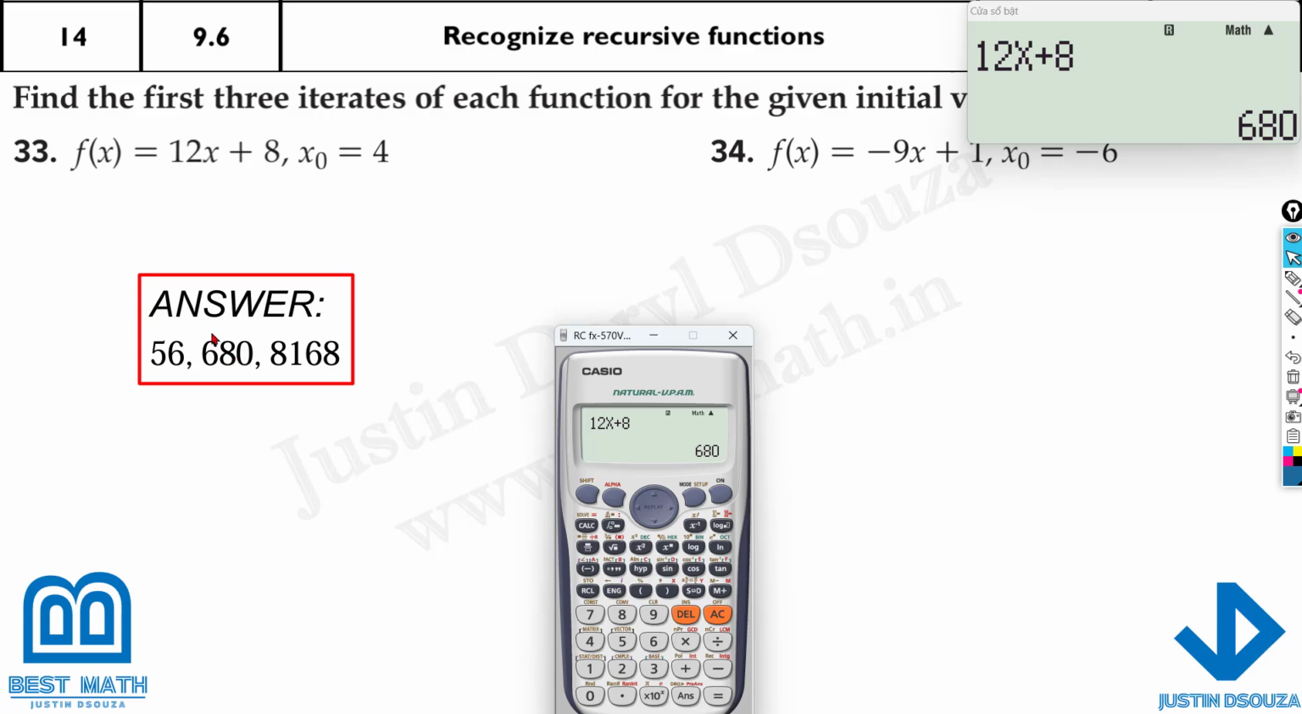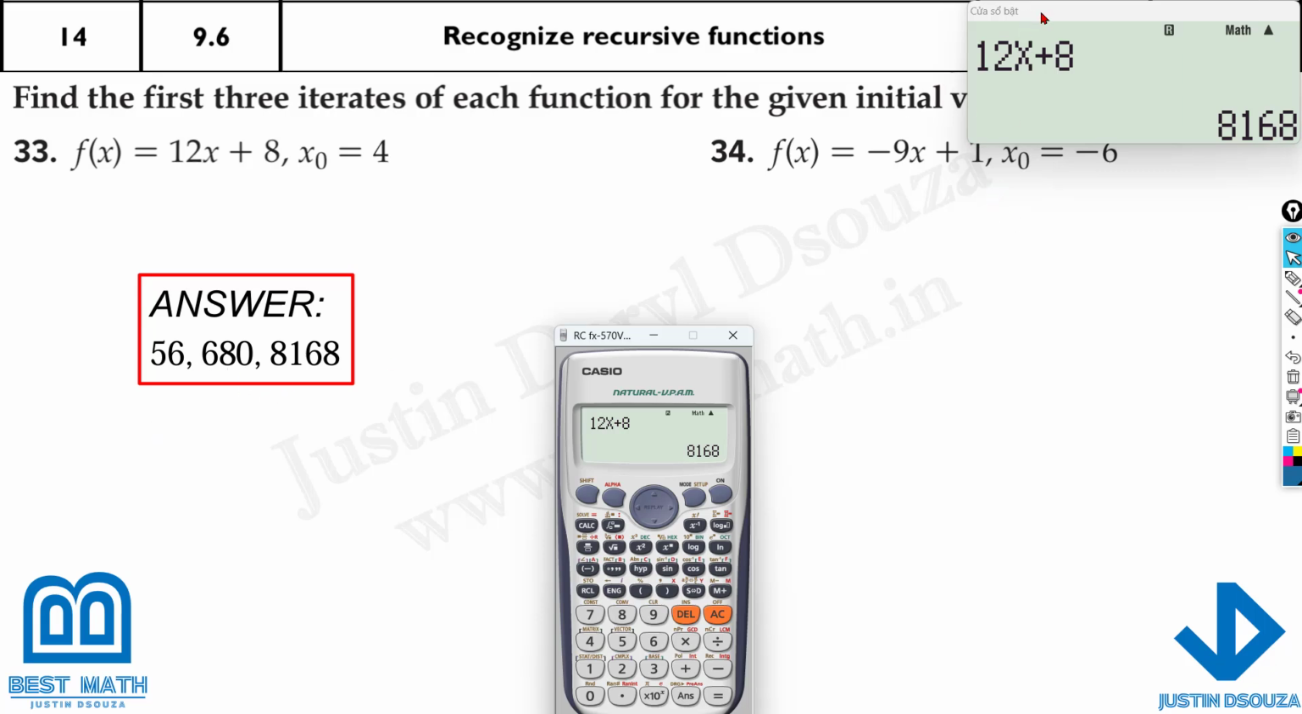That's going to be the second answer. What about the next one? You calculate at whatever answer you found out, that's 680. Therefore, you get 8168. So basically, it's very, very simple. You can look into the options, but you need to start with the initial value and you can figure out which is the correct answer.